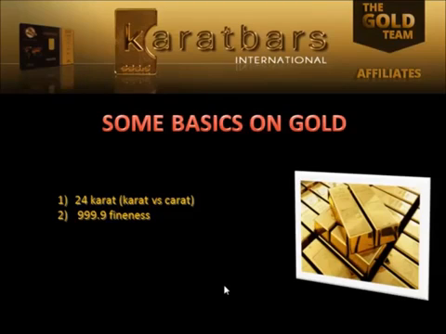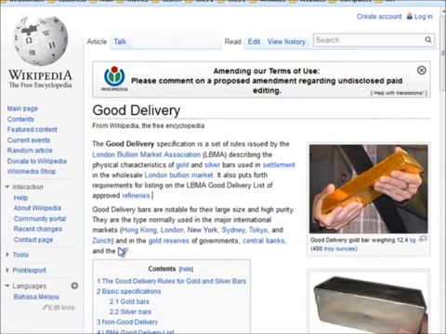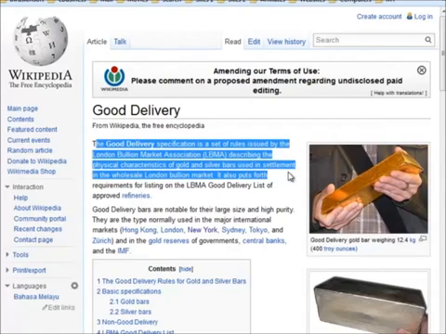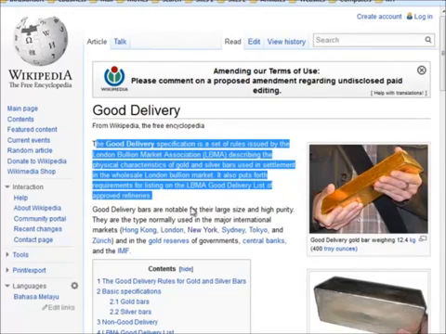The next thing to have a look at is what's this LBMA and good delivery specification that keeps coming up often. And I went back to Wikipedia for this. The good delivery specification is a set of rules issued by the London Bullion Market Association describing the physical characteristics of gold and silver bars and used for settlement in the wholesale London bullion market. It also puts forth requirements for listing on the LBMA good delivery list of approved refineries.